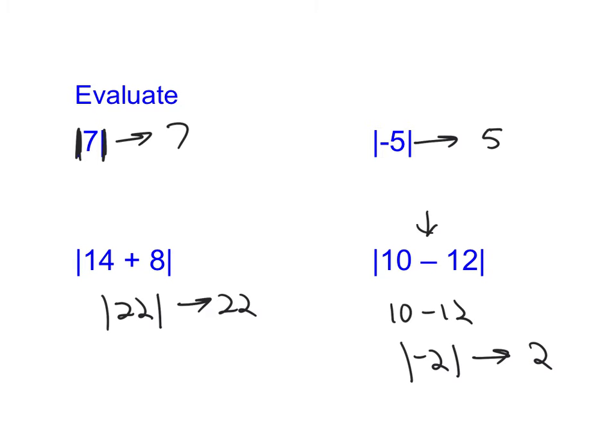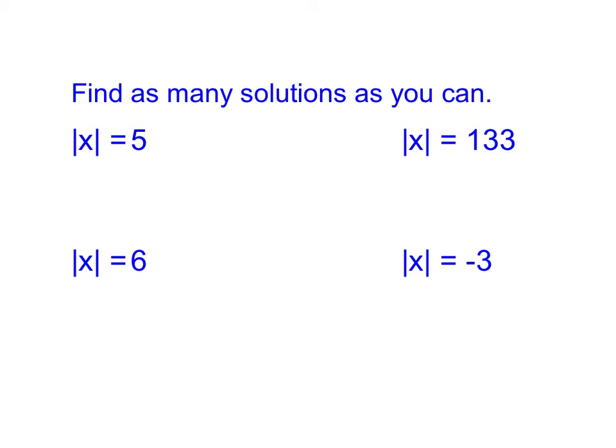Let's go to the next slide. Now here's where we start to get into 8th grade. Find as many solutions as you can. Now I've got this x on the inside here. So I'm saying the absolute value of some unknown is equal to 5. So how many solutions can you find for x here that will be equal to 5? Take a second and think about that.